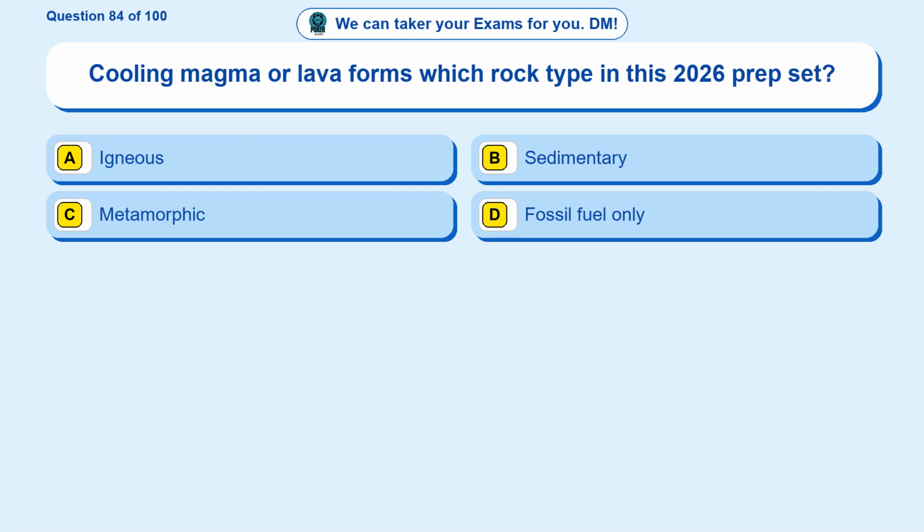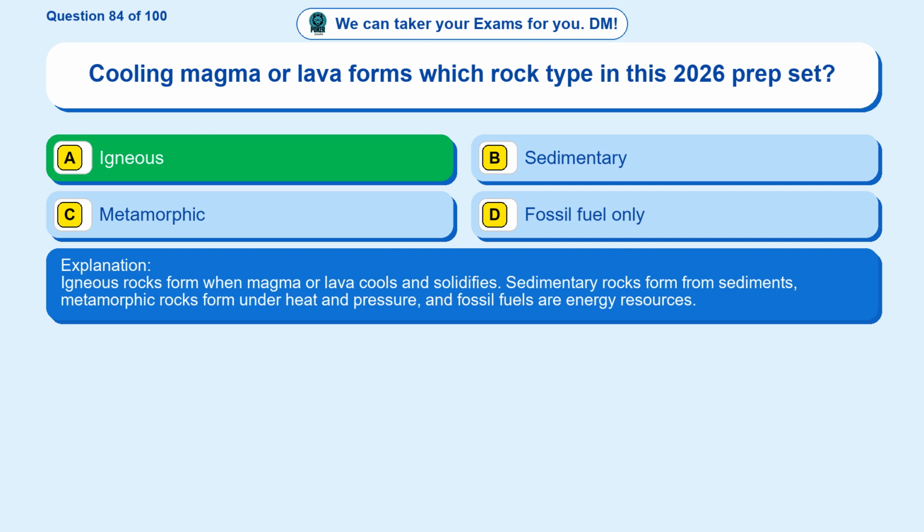Question 84. Cooling magma or lava forms which rock type in this 2026 prep set? Option A, igneous. Option B, sedimentary. Option C, metamorphic. Option D, fossil fuel only. The correct answer is option A, igneous. Igneous rocks form when magma or lava cools and solidifies. Sedimentary rocks form from sediments, metamorphic rocks form under heat and pressure, and fossil fuels are energy resources.